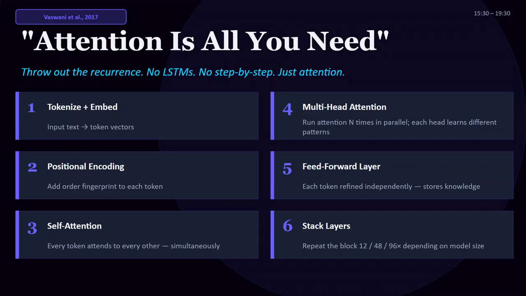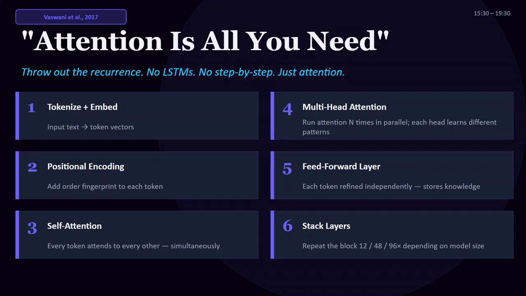Then you have feed forward layers. After attention, each token passes through a small feed forward network independently. This is where a lot of knowledge gets stored. And then you have layer stacking. This entire block, right? Attention plus feed forward network block. It's stacked many times. Each layer refines the representations. For example, GPT-3 has around 96 layers stacked.